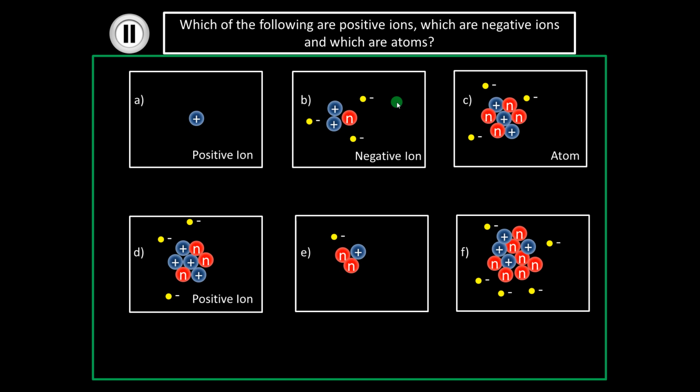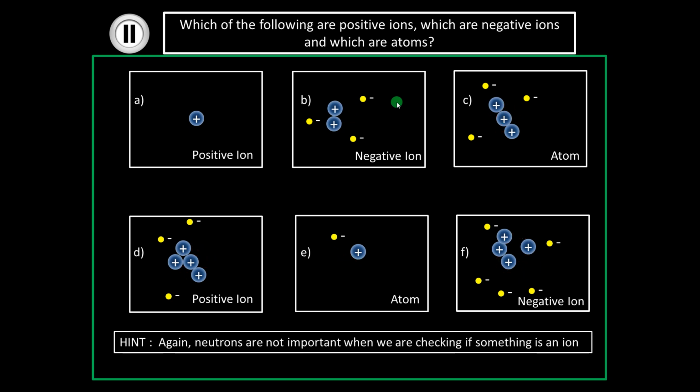For E, well, that's an atom again. 2 neutrons there, but we don't care about those for telling if you've got an ion or an atom. So 1 proton, 1 electron. And again, F looks more complicated, but it's still just counting. 4 protons, 5 electrons, so we've got a negative ion. Same thing here applies as for atoms. We can get rid of the neutrons completely and it doesn't matter. If we're trying to see if we've got an ion or an atom, all we care about is protons and electrons.